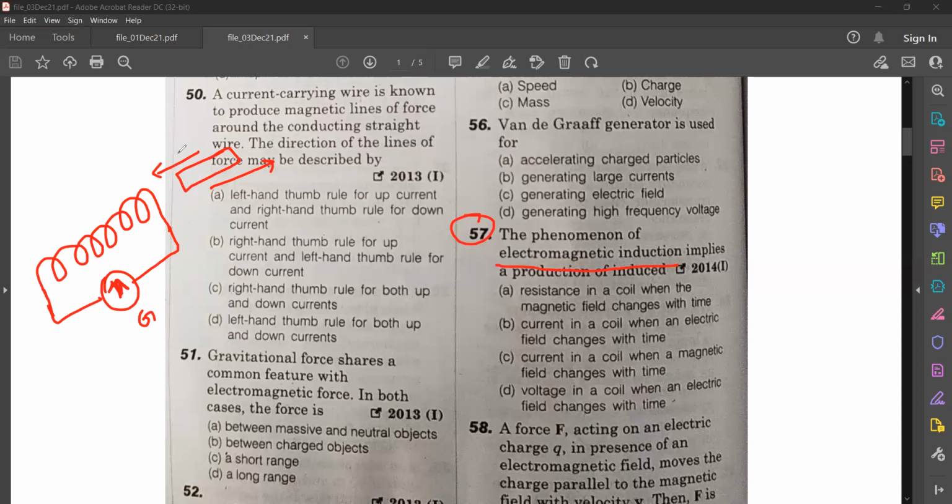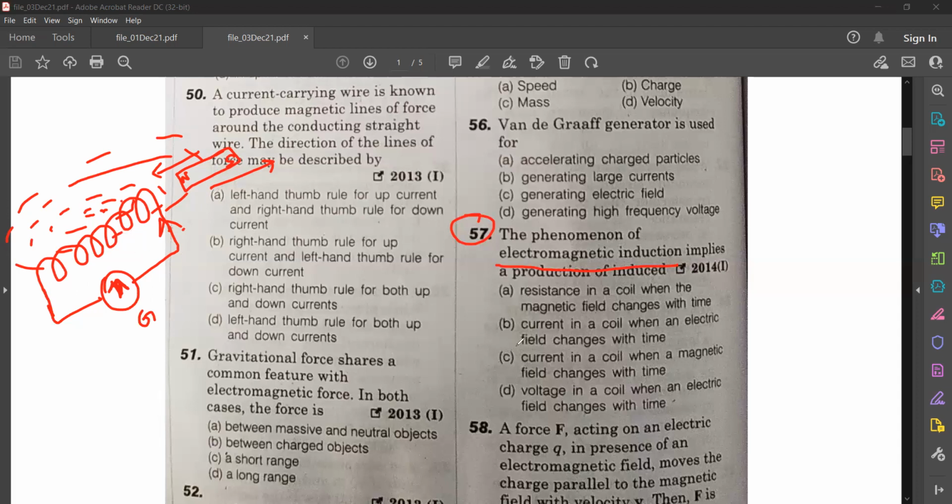That indicates that there is a production of an induced current. So how is this induced current produced? Due to the relative movement of the magnet and the coil. That means whenever the magnetic field linked with the coil changes, a current is produced in it. Whenever the magnetic field linked with the coil is changing, a current is induced.